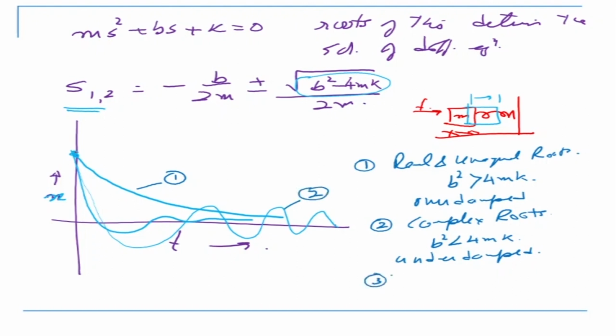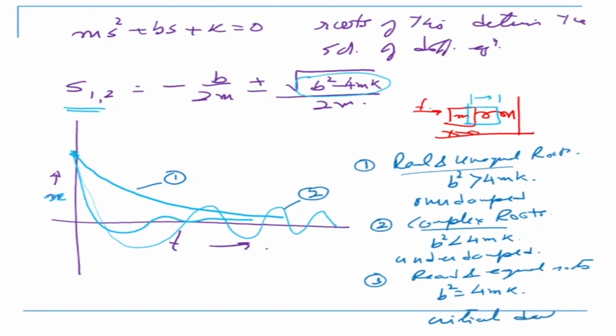Now the third case. We have real and unequal roots, you have complex roots, and you have real and equal roots. The third case is real and equal roots, which means b squared is equal to 4mk. Now b squared equal to 4mk means critical, which is this one, critical damping.